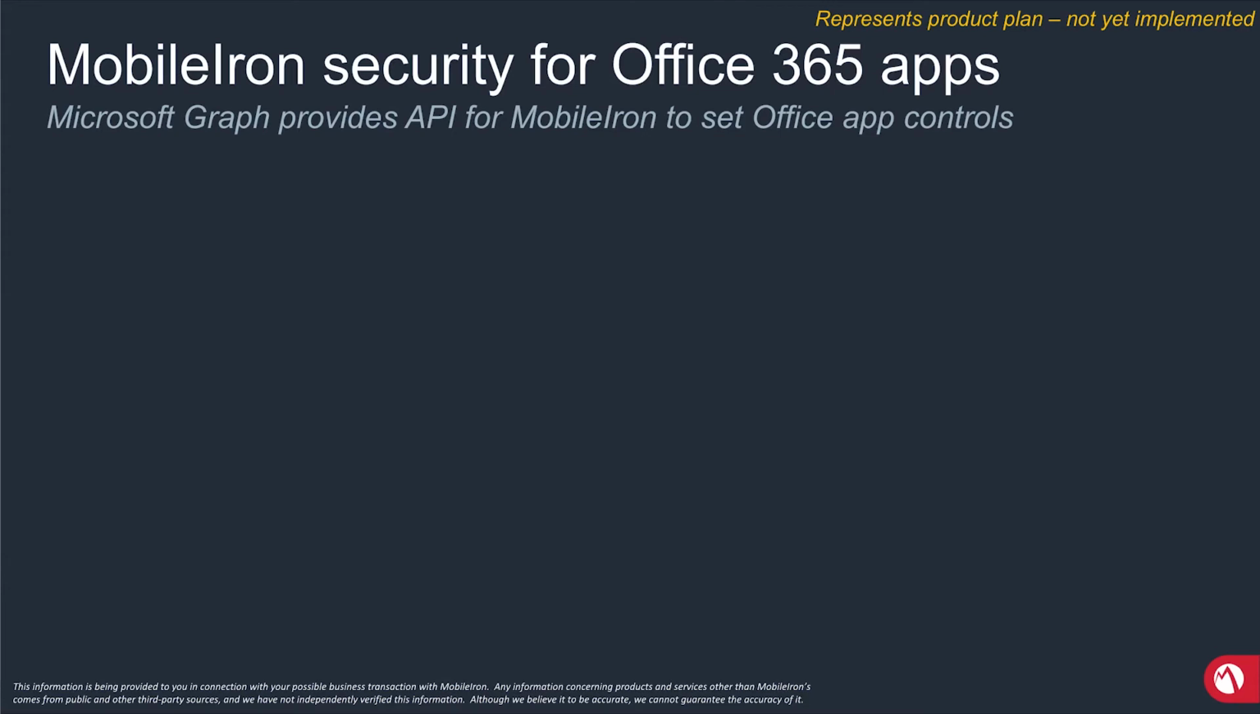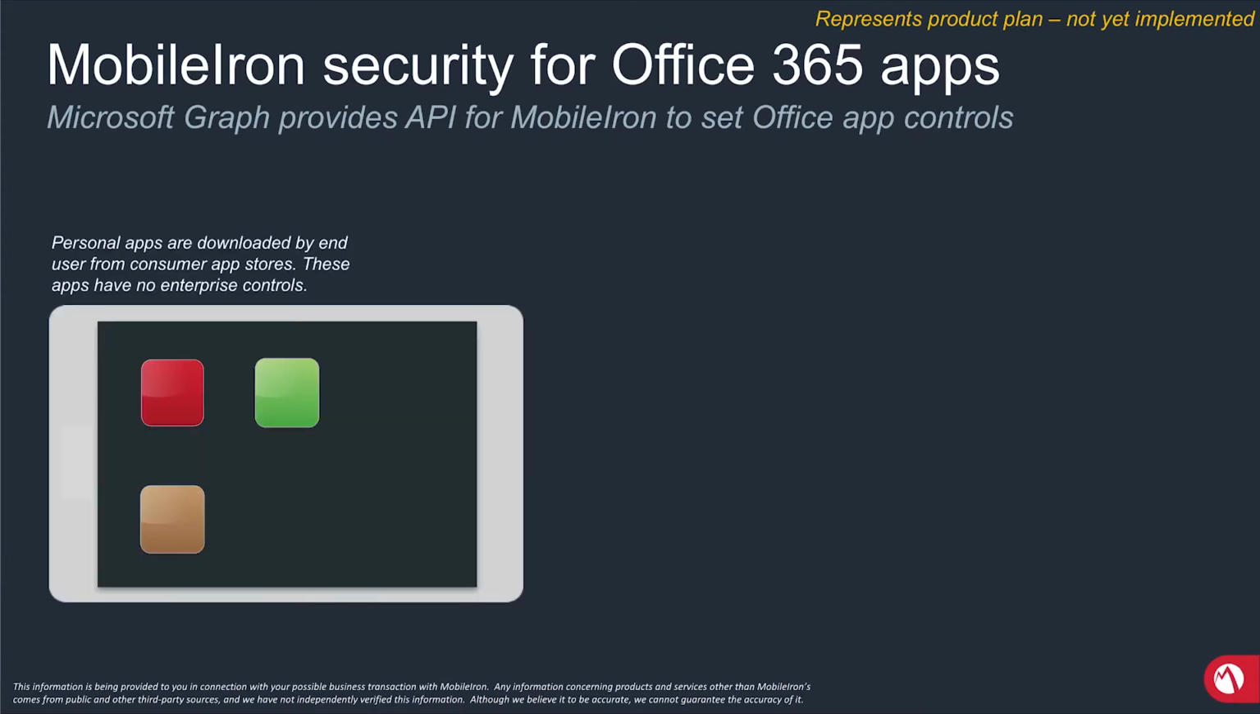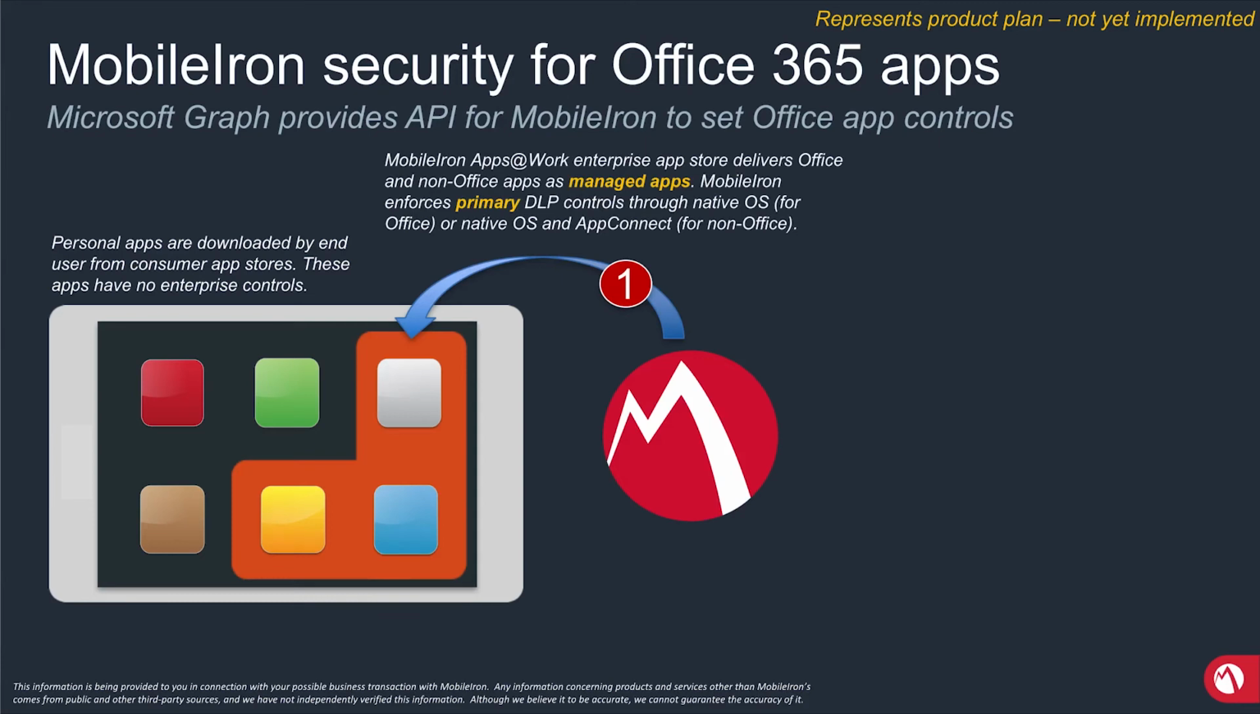So let's actually take this as a workflow. You've got your device, and on that device you have a set of applications. These are personal applications you've already put on there, Facebook, whatever else it might be. Now, as you know, if you're a MobileIron customer, what you do through MobileIron is you use the MobileIron Enterprise App Store, which is called Apps at Work, to distribute business applications to that device. And on that device, those business applications have a set of controls that are enforced around them through MobileIron.